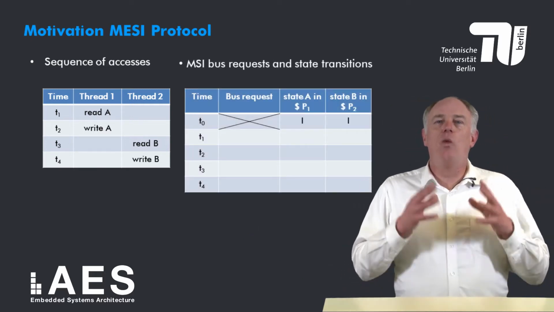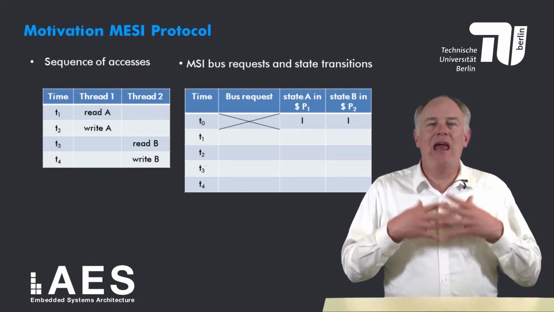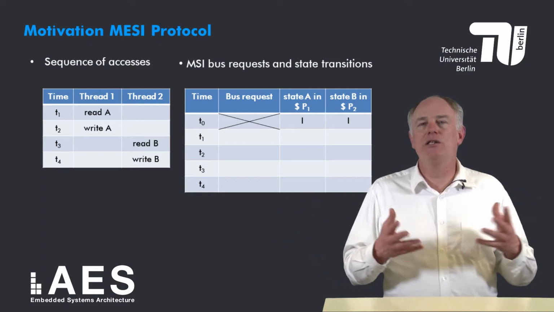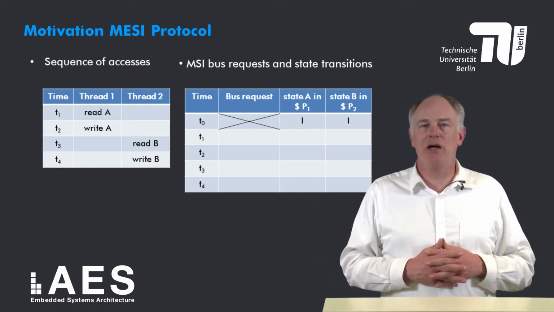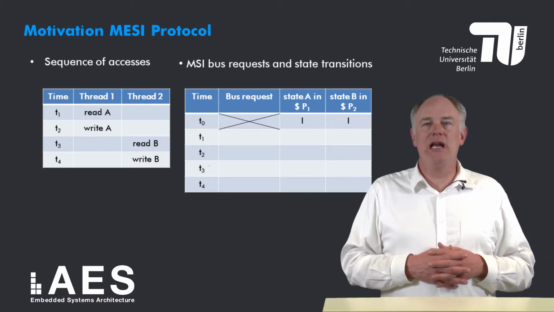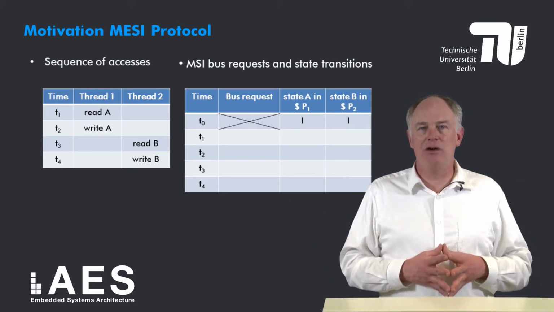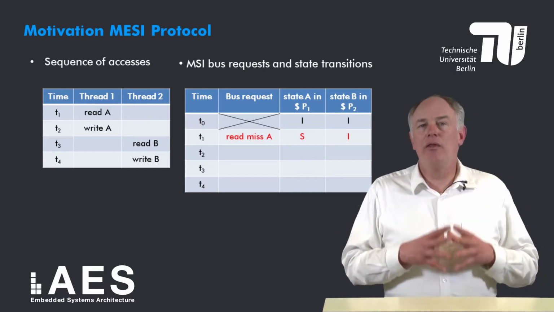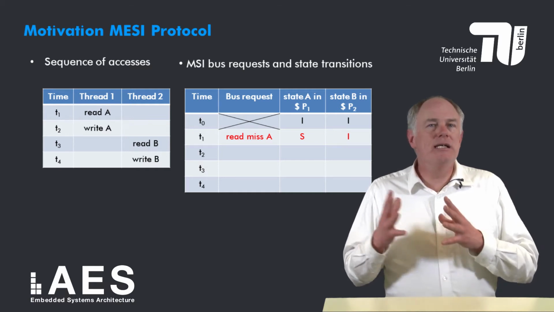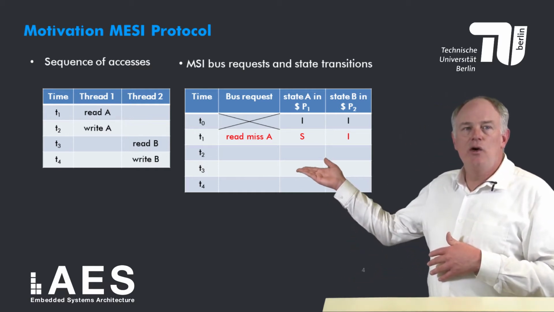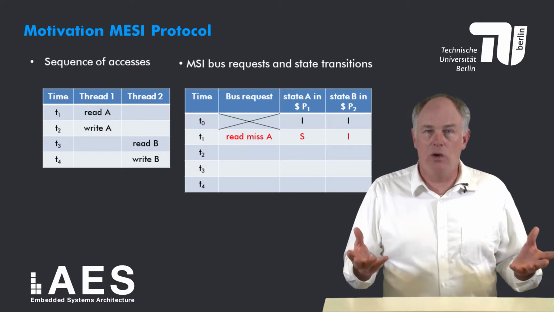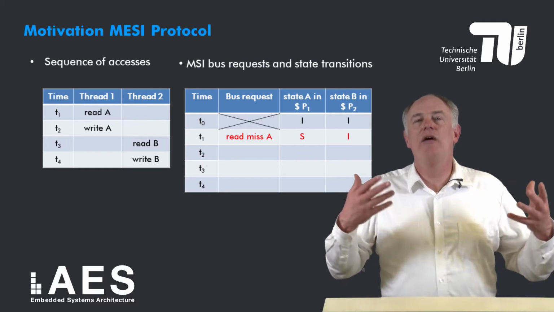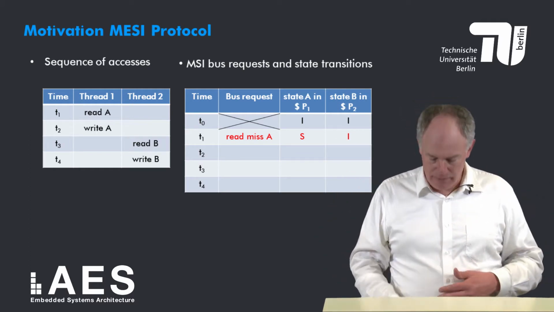Let's consider now what will happen when we employ the MSI cache coherence protocol, assuming that initially the block containing A is invalid in the cache of processor P1 and the block containing B is invalid in the cache of P2. At time t1, thread 1 reads A. Since it is not present in its cache, a read miss for A will be placed on the bus, and the block will be brought to the cache of processor P1 from memory in state shared.